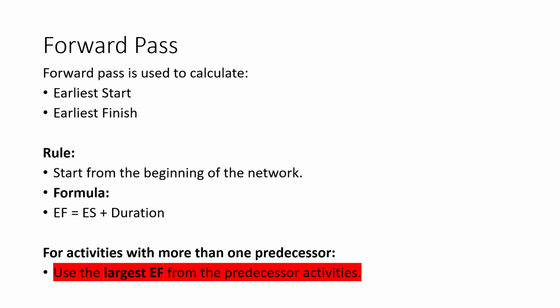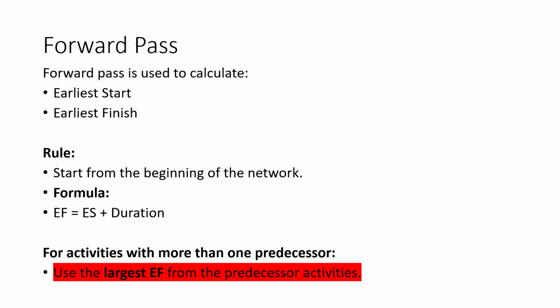Forward pass is used to calculate the earliest start and earliest finish of each activity. The rule is simple. We start from the beginning of the network and move forward. The formula is EF equals ES plus duration. For the first activity, the earliest start is usually 0. Then we calculate the earliest finish by adding the duration.